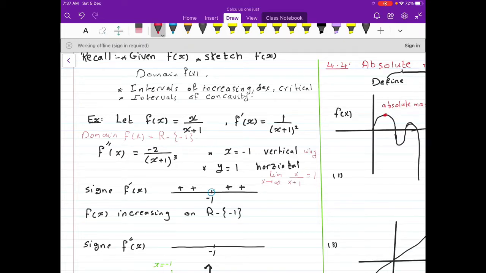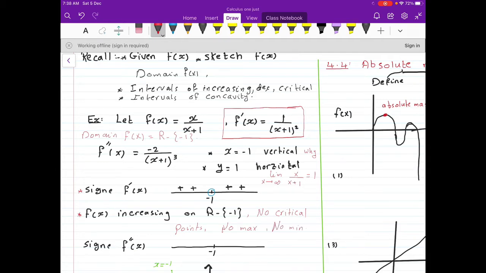Now, we want to study the sign of f prime of x. This is f prime. f prime of x does not equal 0, and the sign of f prime is always positive. That means f(x) is increasing on its domain, R except minus 1. There are no critical points, and no maximum and no minimum.